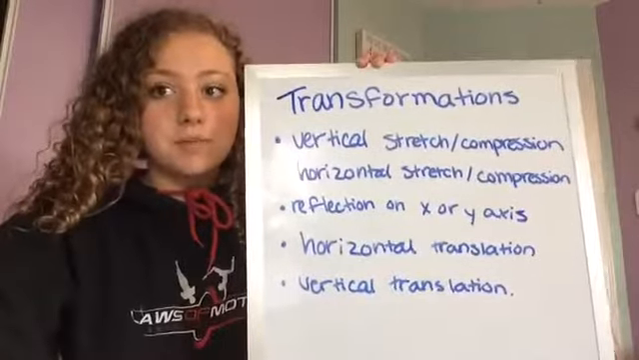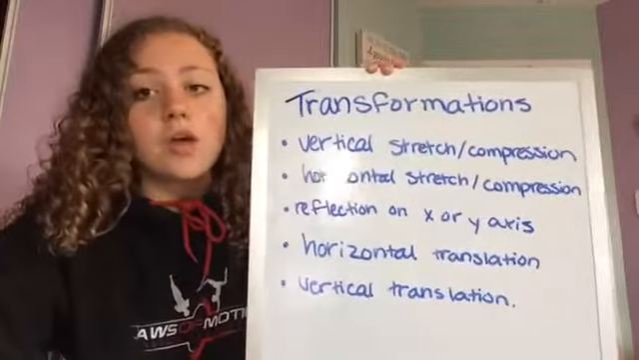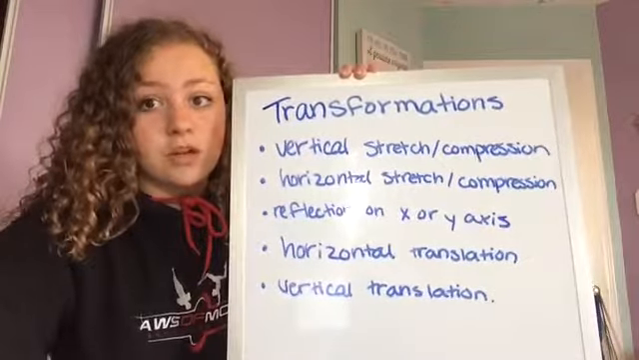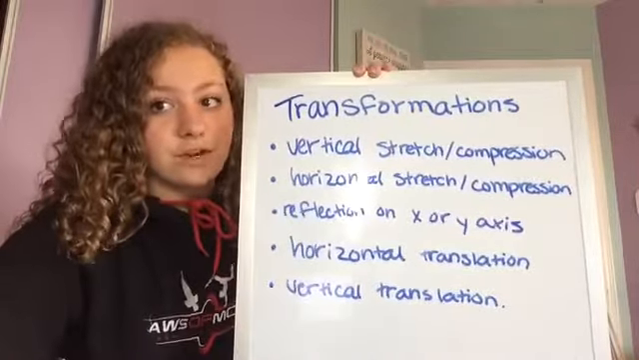Alright, so now that we know a little bit more about exponential functions, let's talk about the transformations that we're going to be doing in today's video. So we're going to be looking at vertical stretch and compression, horizontal stretch and compression, a reflection on the x or the y-axis, a horizontal translation, and a vertical translation.